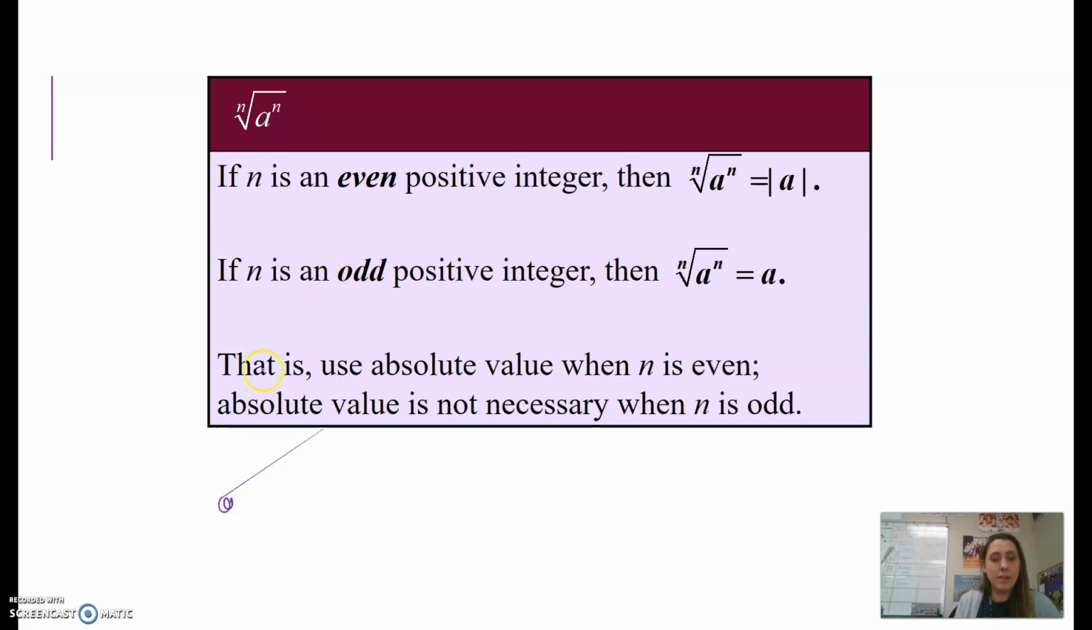There we go. I lost my little pen. If my n is odd and positive, then it's just going to be a. It could be positive, it could be negative. We're not going to worry about the absolute value. So really, you use the absolute value when n is even. It's not necessary when n is odd. Okay, so not necessary when n is odd. So make sure you get that in your notes.